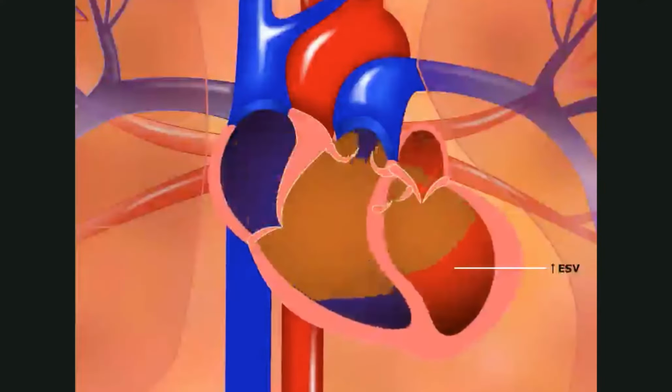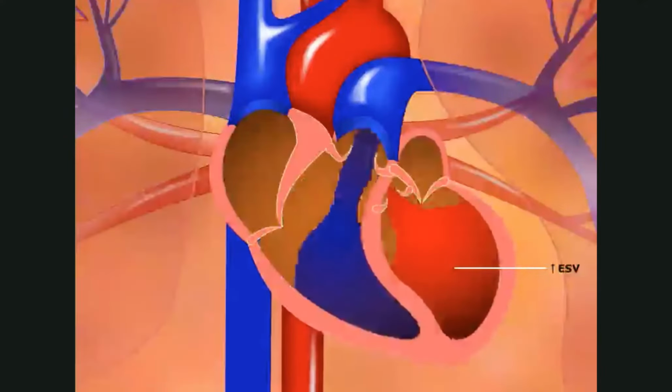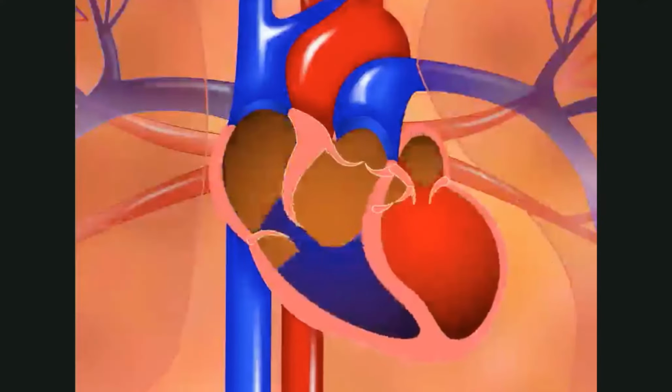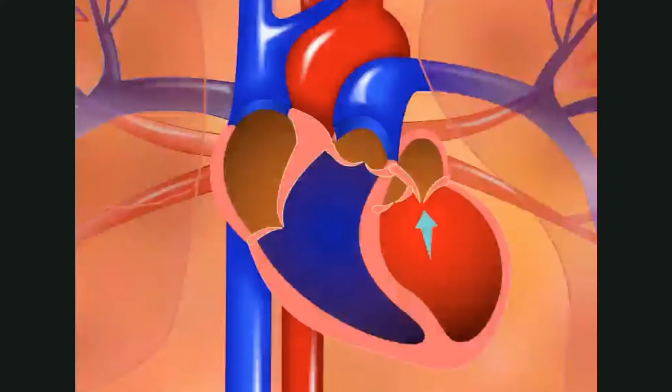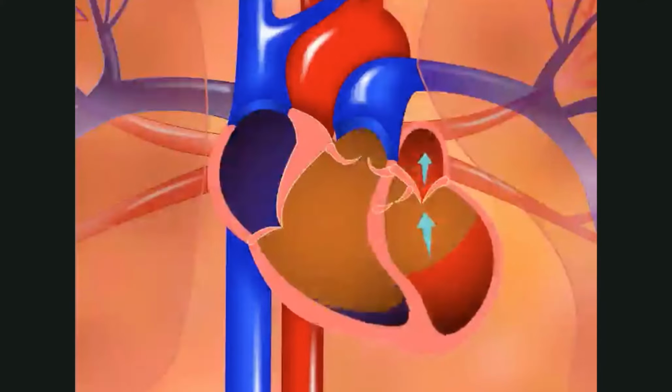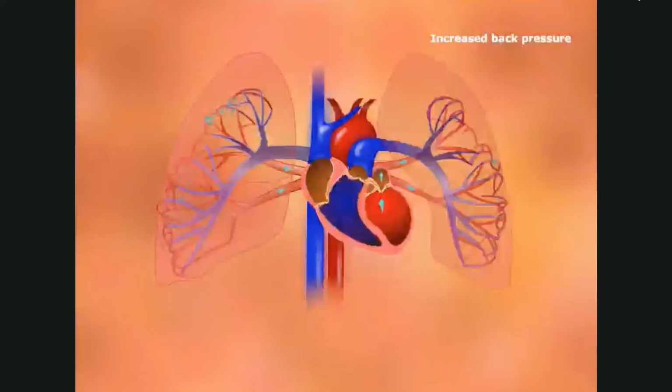Since the heart is not ejecting enough blood, the end systolic volume will be abnormally elevated. This will increase the pressure within the ventricle. The increase in pressure backs up to the left atrium, then the pulmonary veins, and further, the increased pulmonary capillary pressure favors fluid extravasation, causing pulmonary edema, which impairs ventilation.